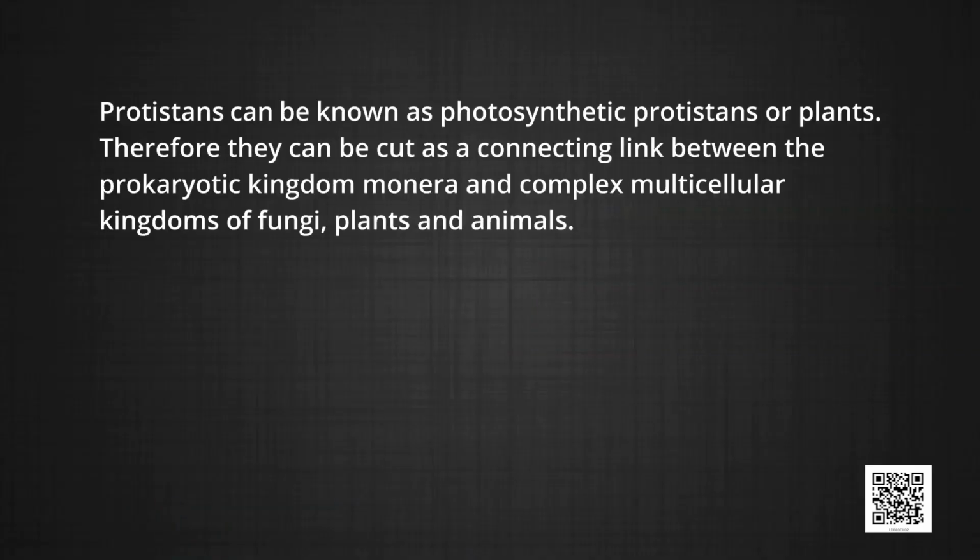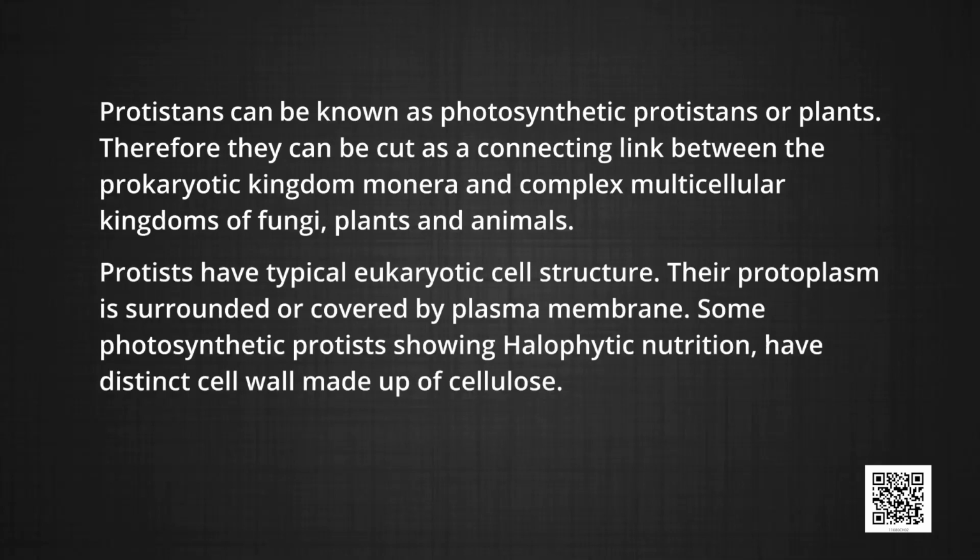Protistans can be photosynthetic, like plants. Therefore, they can be called a connecting link between the prokaryotic kingdom Monera and the complex multicellular kingdoms of fungi, plants and animals. Protists have the typical eukaryotic cell structure. Their protoplasm is covered by a plasma membrane. Some photosynthetic protists showing holophytic nutrition have a distinct cell wall made up of cellulose.